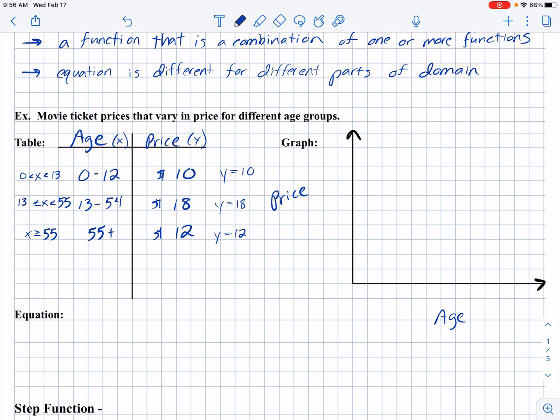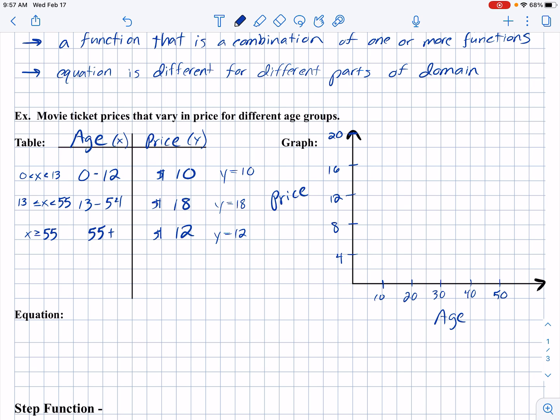Okay, what's this going to look like on a graph? Well, let's label our axes here. For age, let's just maybe go by 5s. So 10, 20, 30, 40, and 50. And then for our y-axis, I'm going to get all the way up to 20, so I'm going to go by 2s. So this is 4, this is 8, this is 12, 16, and 20.